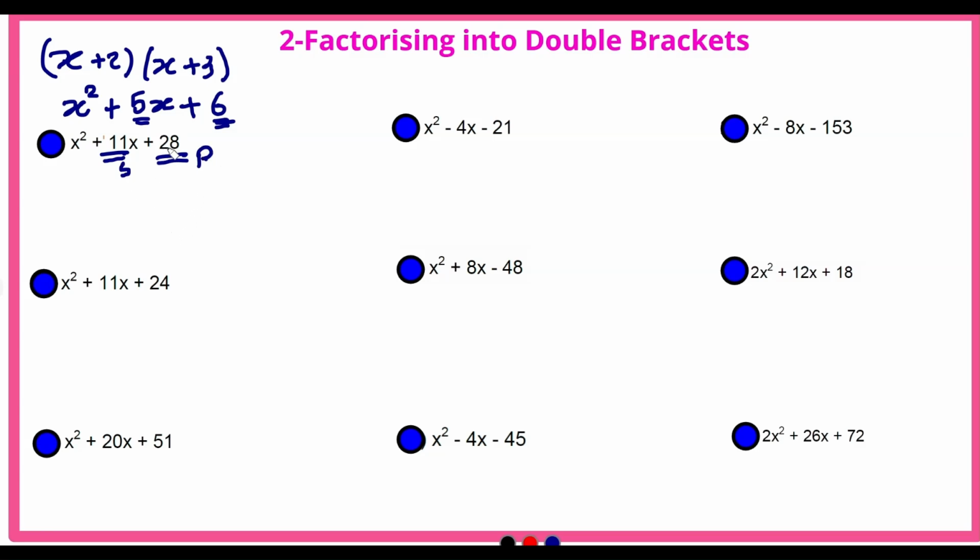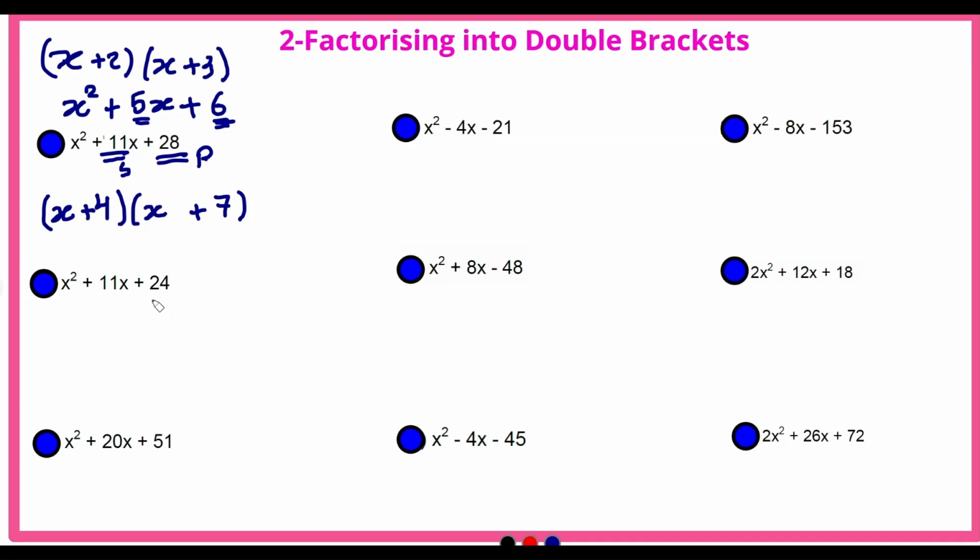So what pair of numbers do I times to get 28, but when I add, I get 11? When you think about it, you'll find it's 4 and 7. I put x in each one of them, plus 4, plus 7.